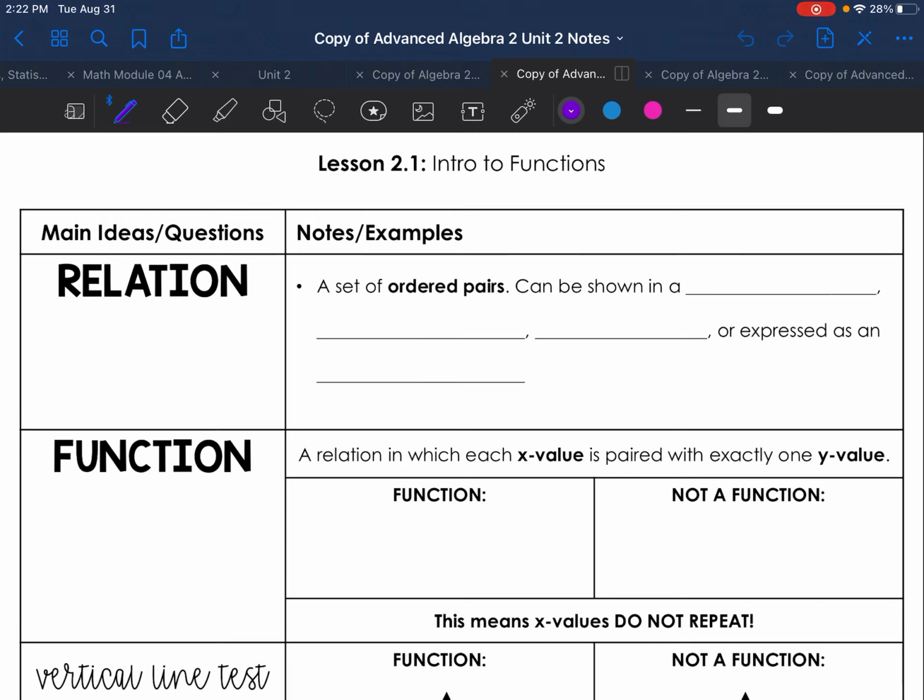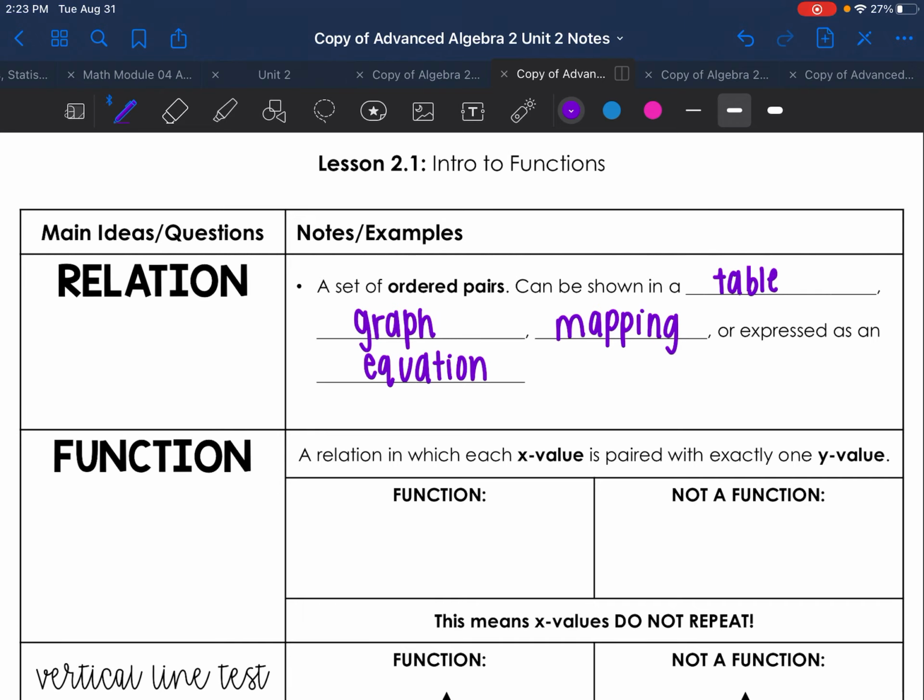A relation is just a set of ordered pairs or points. We show these in a table. We might show them in a graph, something called a mapping, or even an equation. There's not a lot of rules to be a relation. That's where functions come in.